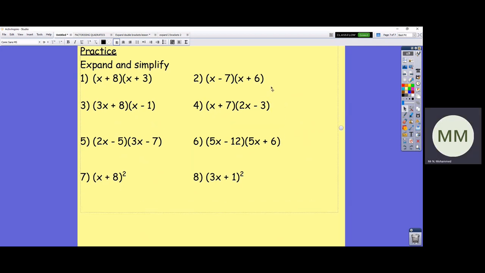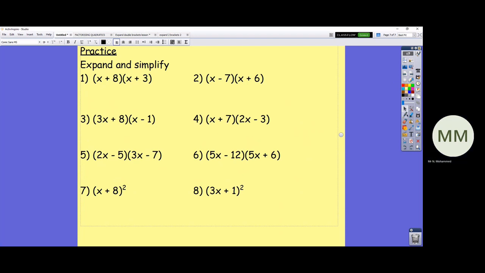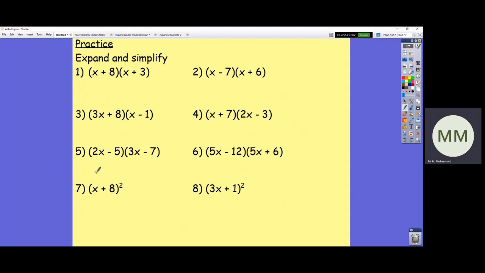Okay, before I go through the answer, let's do some live editing. So first question, expand and simplify x plus 8 times x plus 3. I'm not going to show you the curves again because of lack of space. X squared plus 3x, so x times x is x squared, x times 3 is 3x, 8 times x is 8x, 8 times 3 is 24, and then I simplify that by collecting the middle terms and I get 11x plus 24. Next question, x times x is x squared.